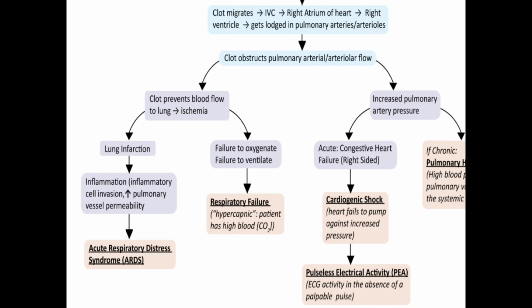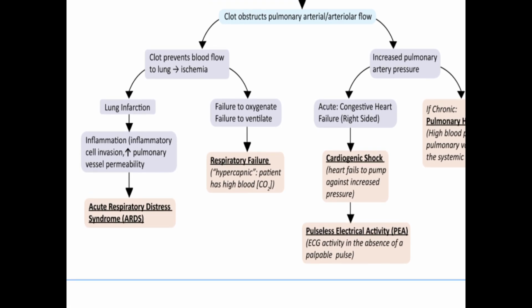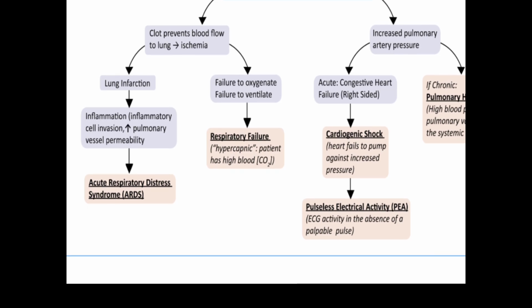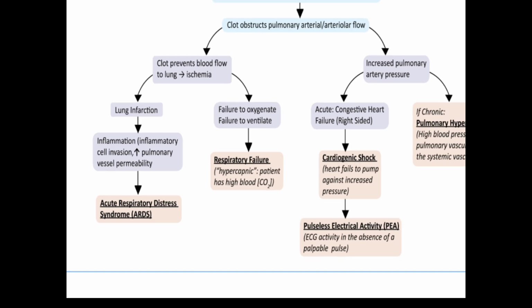This clot will cause increased pulmonary artery pressure, which will lead to congestive heart failure, that is right sided heart failure. Patient will end up with cardiogenic shock and pulseless electrical activity. If this process remains chronic, then the patient will develop pulmonary hypertension.